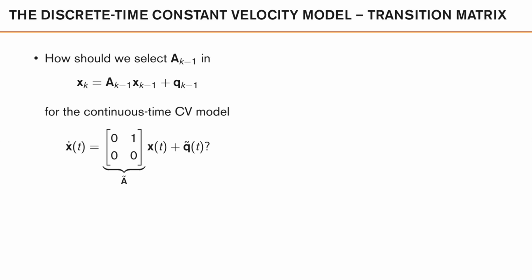So now we know all about the continuous time constant velocity model. Our objective here is to find a transition matrix, A_{k-1}, for the discrete time constant velocity model. From the previous video, we know two ways of doing this. We have the Euler method and the exact analytical solution.